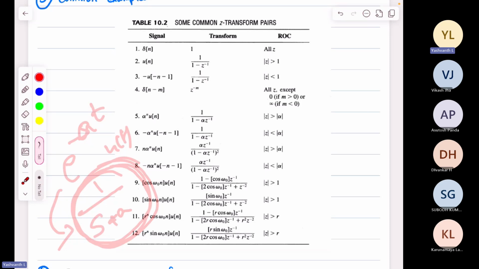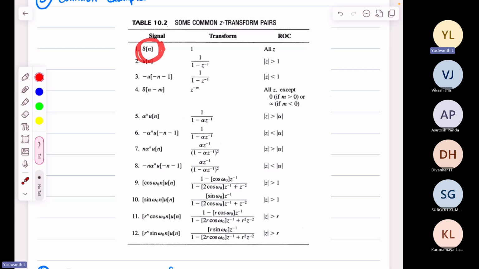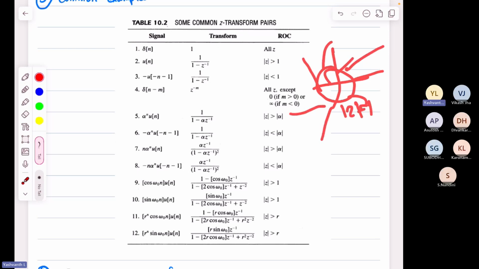Similarly, what are some very common z transform pairs, like the Laplace transform? Similar to Laplace transform, delta of n will have the z transform equal to 1, and the ROC is the entire z plane. Unit step function u of n will have the z transform 1 over 1 minus z inverse, and the ROC is mod z greater than 1. What does it mean? You take the unit circle at mod z equal to 1, and the exterior part of this is the ROC of your z transform of u of n.